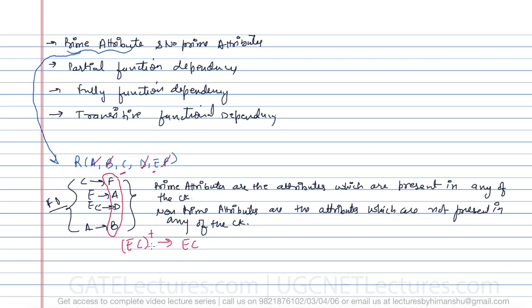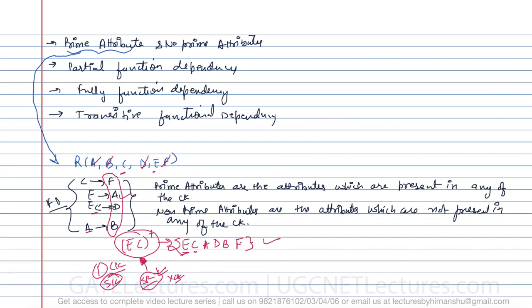If you take the EC closure, it gives EC because it is trivial. From E I can get A, from EC I can get D, from A I can get B, and from C I can get F. So the EC closure gives all the attributes. That means for this given relation, only one candidate key is possible. If you add anything else to EC, it will become a super key and will not remain a candidate key. So EC is the candidate key here.